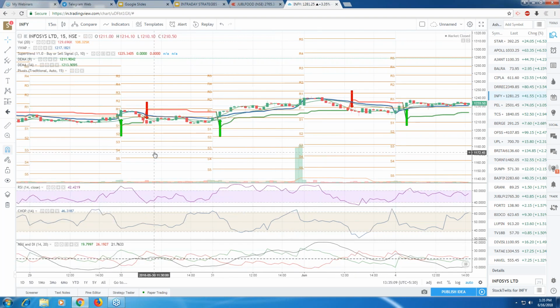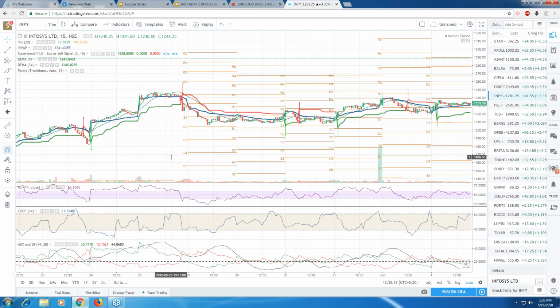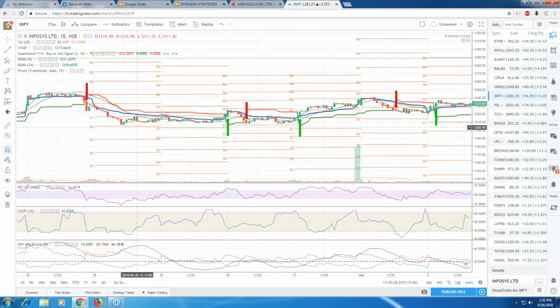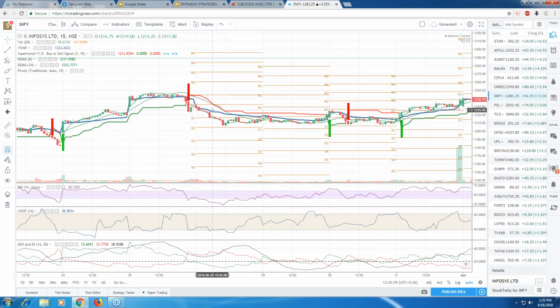Here at this point, RSI has come below, choppiness is also almost at 40, and ADX is not very trending. But see, once the morning candle was broken, this is 28th of May here. You can see the moment the first candle was broken, the stock went down from 1224 to 1206. That means about 19 points.